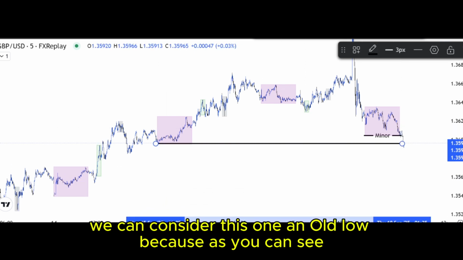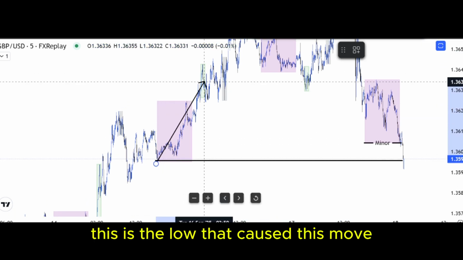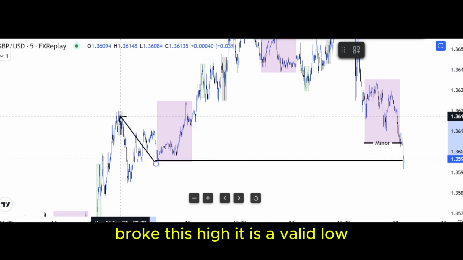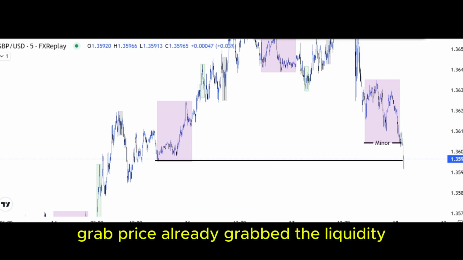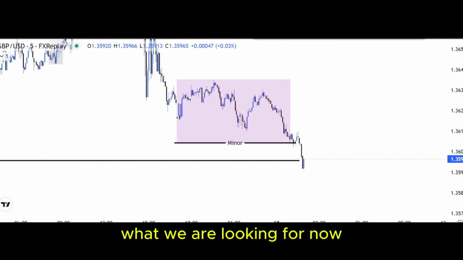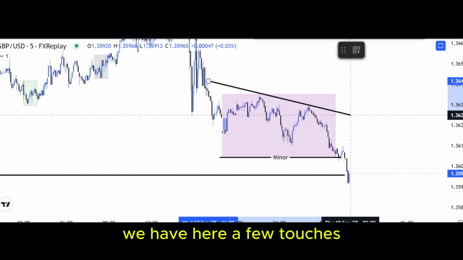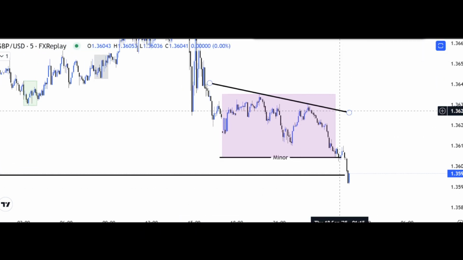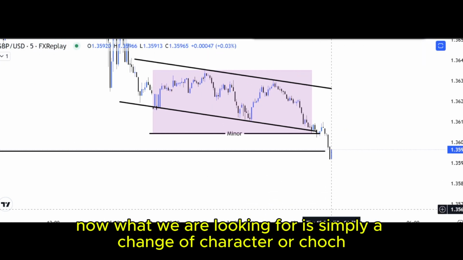We can consider this one an old low because, as you can see, this is the low that caused this move, broke this high. It is a valid low, old low. We can use it as liquidity grab. Price already grabbed the liquidity. What we are looking for now, build up of liquidity. As you can see, we have here a few touches. Now what we are looking for is simply a change of character or CHoCH.